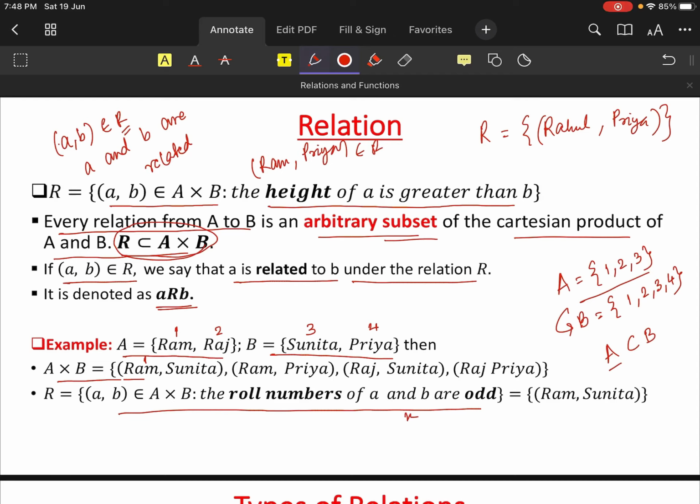So here you see the roll number is odd for Ram and Sunita, right? So here we have Ram and Sunita. Since they have odd roll numbers, that's why they form the ordered pair. That's why they are related to each other under the relation of roll numbers being odd.